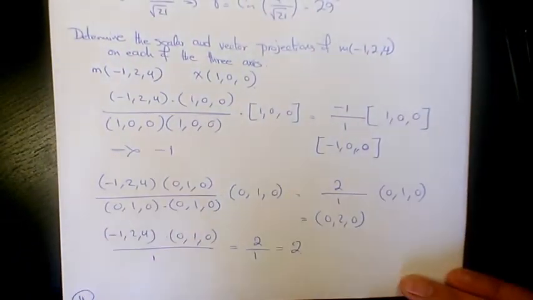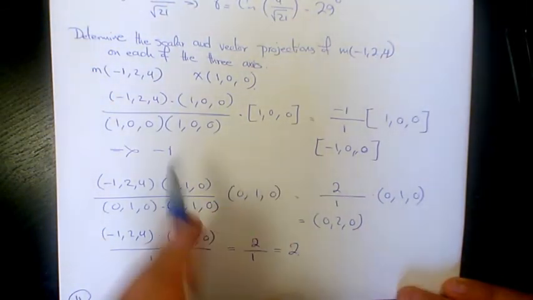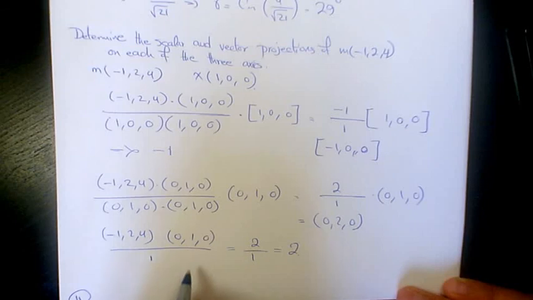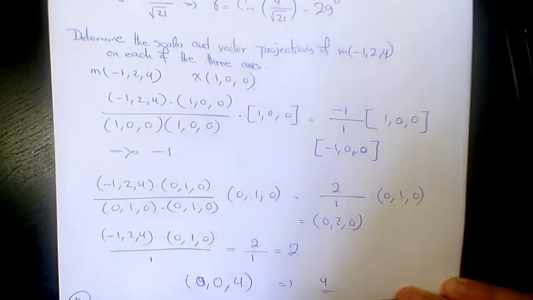And if you want to do it on the z axis, just write the final answer. We can guess what is going to be the final answer. The final answer is going to be 0, 0, and 4. And the magnitude is going to be 4 as well.